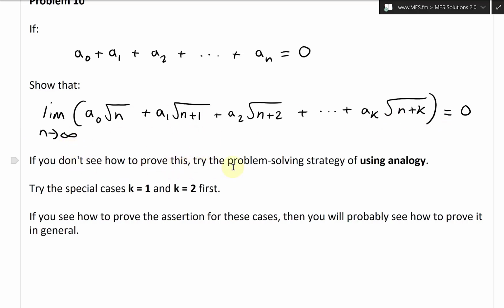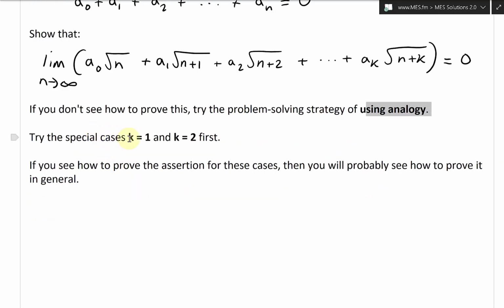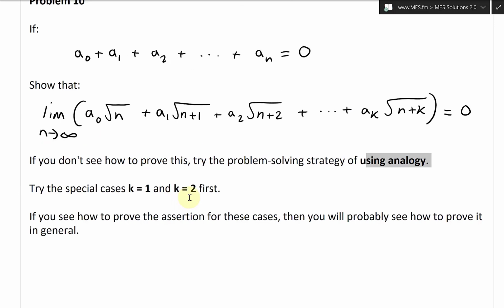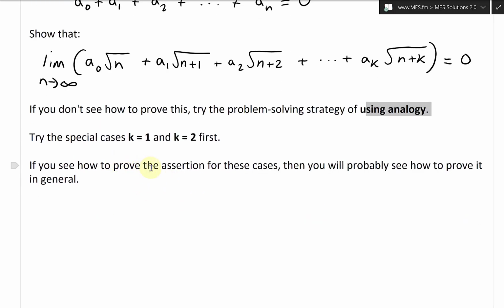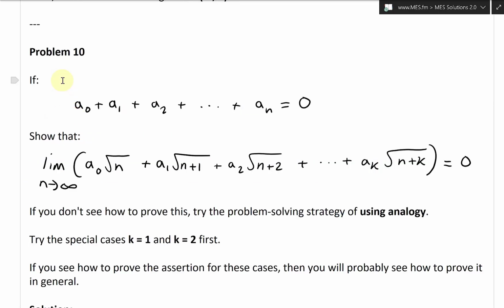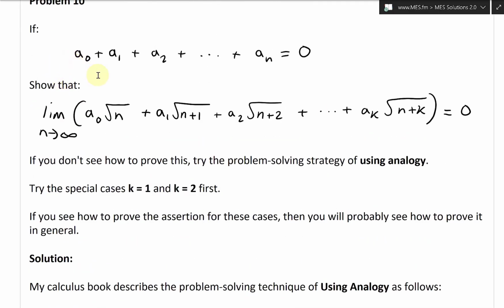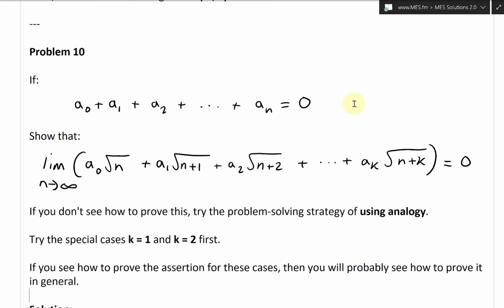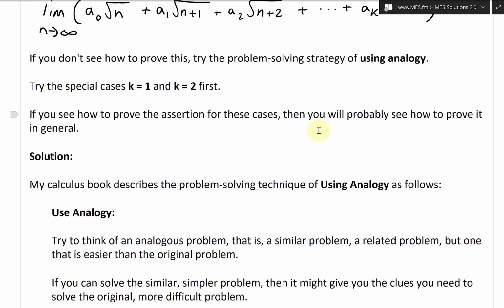If you don't see how to prove this, try the problem solving strategy of using analogy, and basically try the special cases k equals 1 and k equals 2 first. If you see how to prove the assertion for these cases, then you will probably see how to prove it in general. Alright, so now let's take a look at the solution. Basically, we're given this, and then we have to show this. And we're given a hint to use analogy.